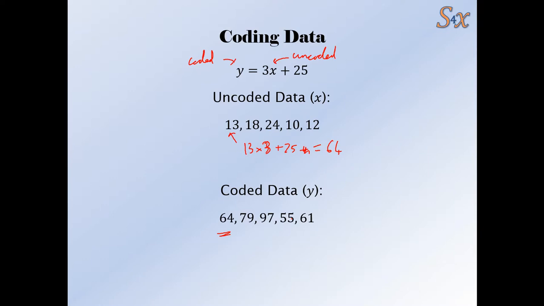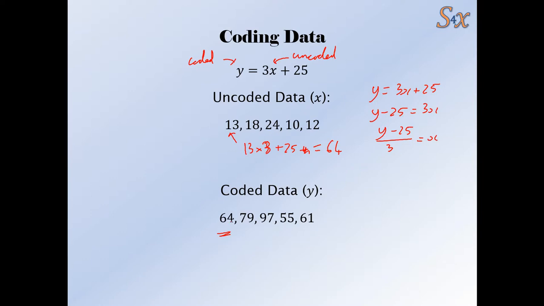You need to be able to both code data and uncode the data. So when we uncode the data, we need to swap this formula around. When we uncode it, we're changing the y's, the coded data, back into x's. So in this case, say we wanted to go back, what we have to do is rearrange this formula to make x the subject. So I can bring the 25 across, and I can divide by 3. And that's my formula for uncoding the data again.